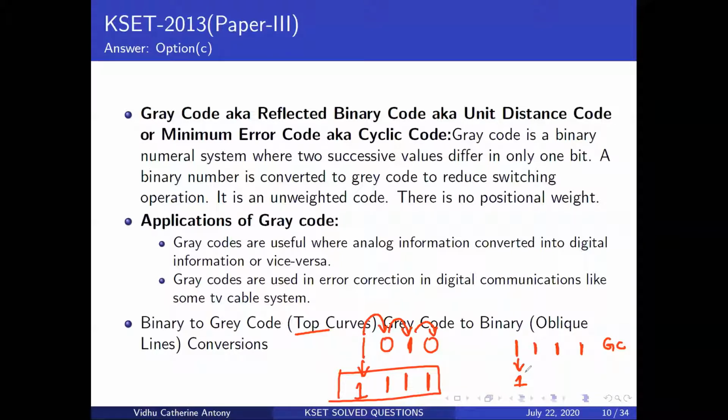Okay, now what do I do? I take this one, add it to this and try to get a value. So what do I look at? I'm taking 1 and 1, I get a 0 and a carry 1. So I neglect the carry and I write 0. Then I take 0 and 1, what do I get? I get a 1. Then I take 1 and 1 and I end up getting a 0.